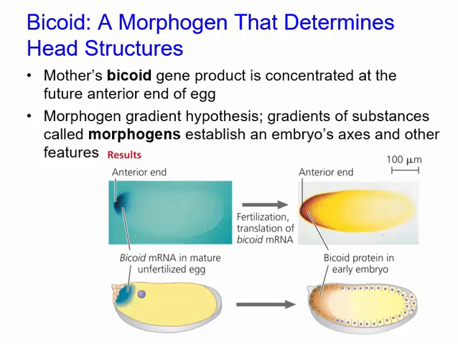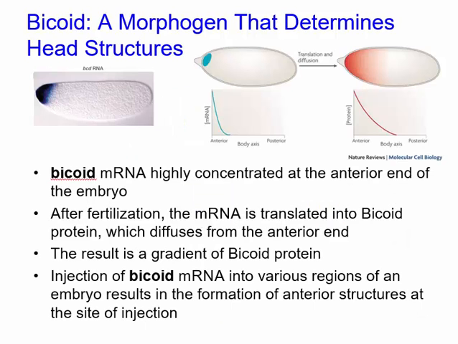So bicoid is also known as a morphogen because we know that this is just a critical gene product for determining the morphology and establishing the axis, in this case, head versus tail. We can look in a little more detail here at bicoid initially.